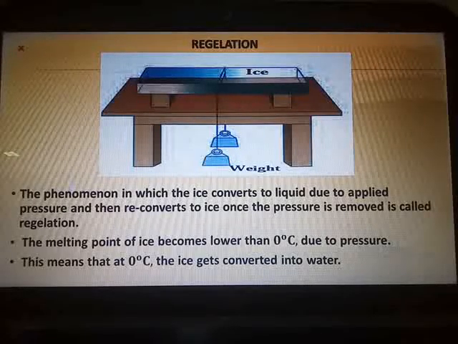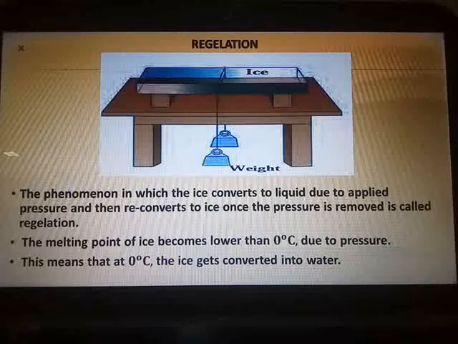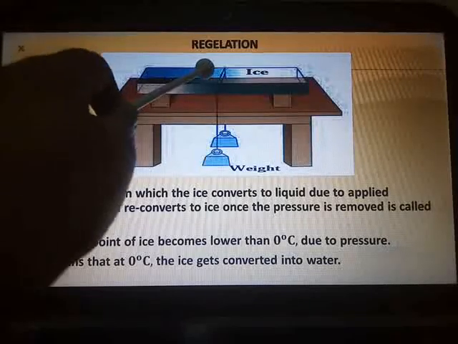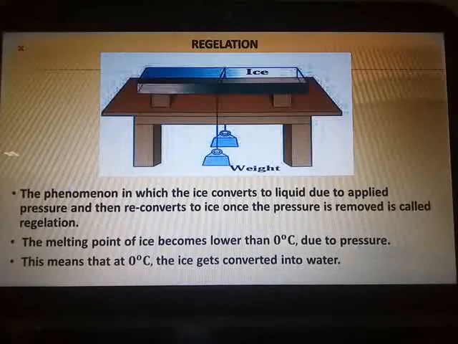What is actually regelation? Here the melting point of ice becomes lower than 0 degree Celsius due to the applied pressure. So the ice gets converted into water. As soon as the pressure is removed, the melting point is restored to 0 degree Celsius and water gets converted into ice again, due to which the ice slab does not break.